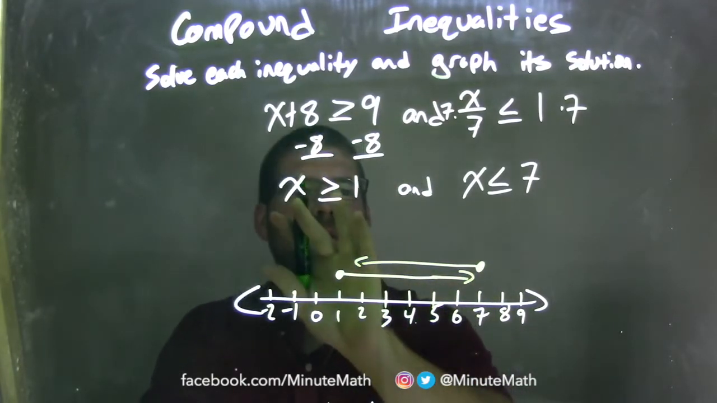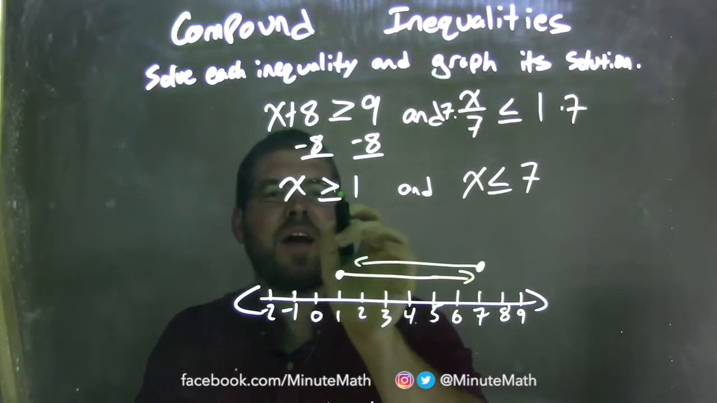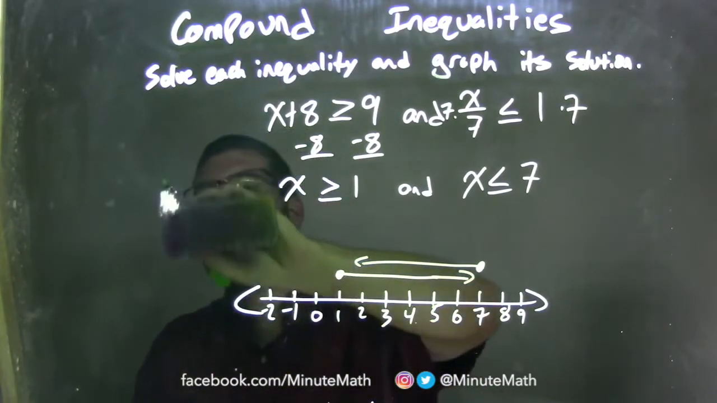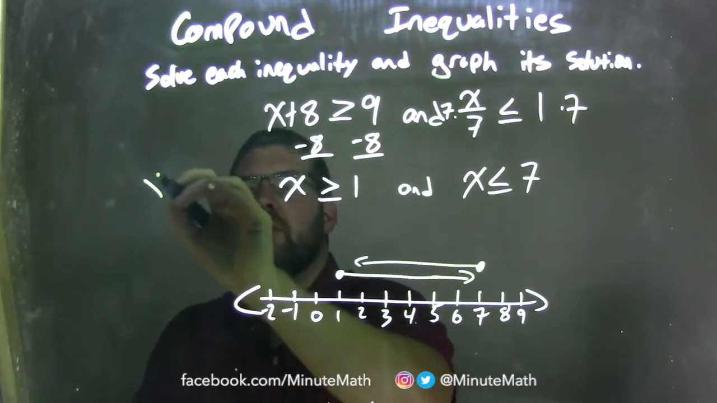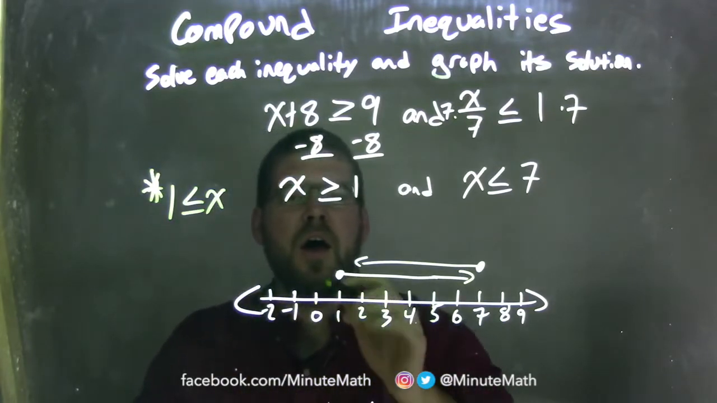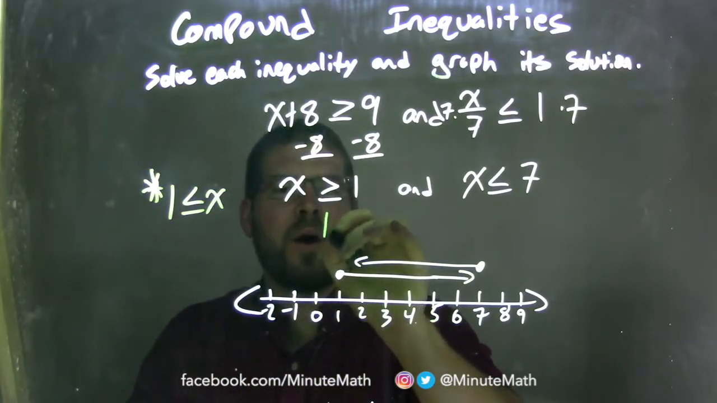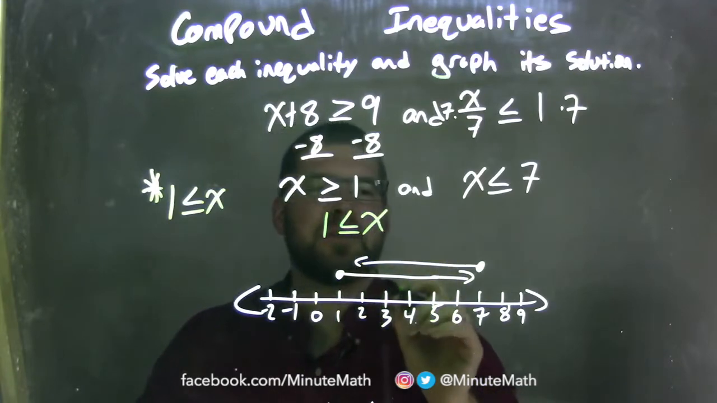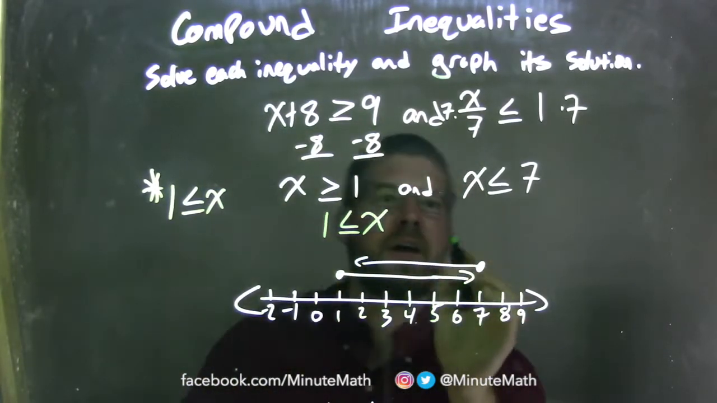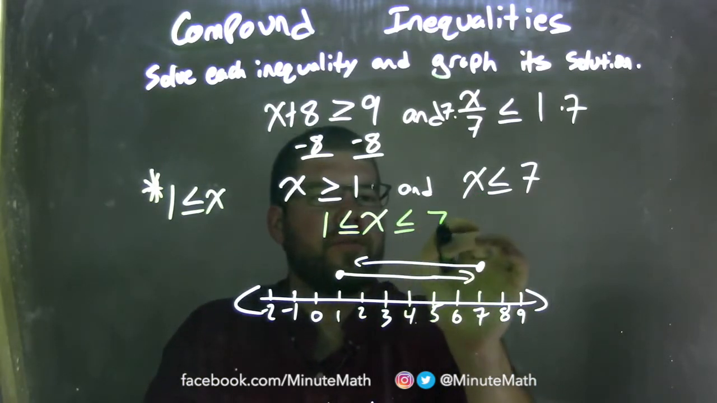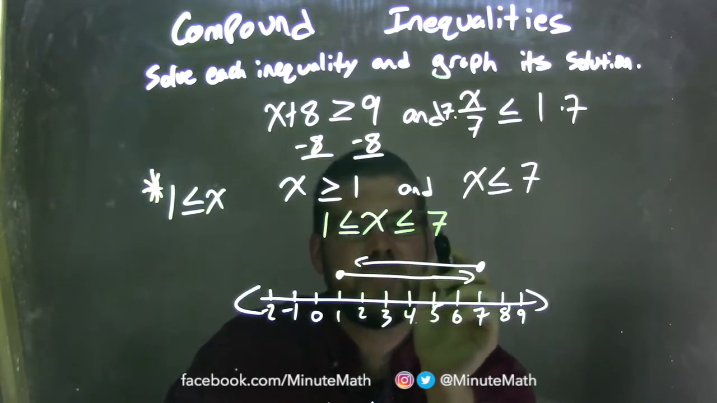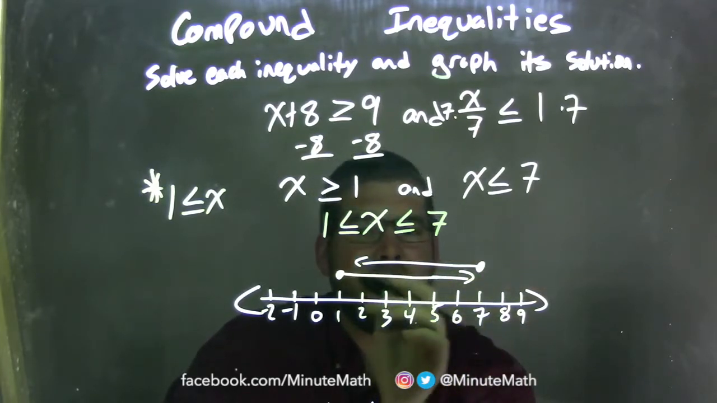All right. The way I like to see it, if I flip this, instead of x is greater than or equal to 1, I write it as 1 is less than or equal to x. Same thing. If I write 1 is less than or equal to x, I don't need the and anymore, because it morphs together with this one here, x is less than or equal to 7. And so now we have 1 is less than or equal to x, which is less than or equal to 7.